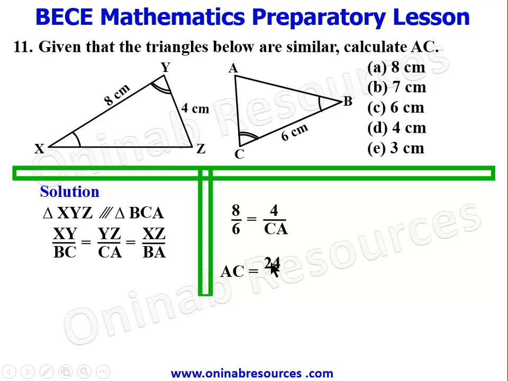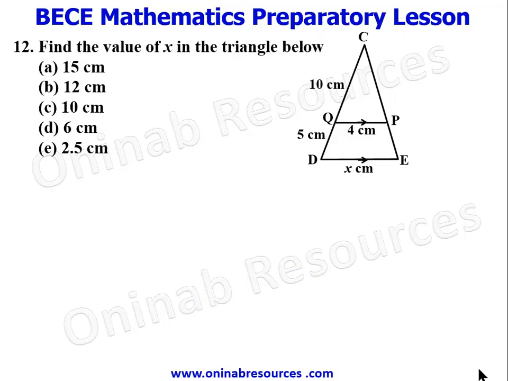If we make CA the subject of the relation, which is the same thing as AC, we have it as 6 times 4, which is 24, divided by 8. 8 goes into 8 gives 1. 8 goes into 24 gives 3. So AC is equal to 3 centimeters, and that is option E. So that's the end of the solution to problem 11. We go to problem 12. For problem 12, find the value of x in the triangle below.